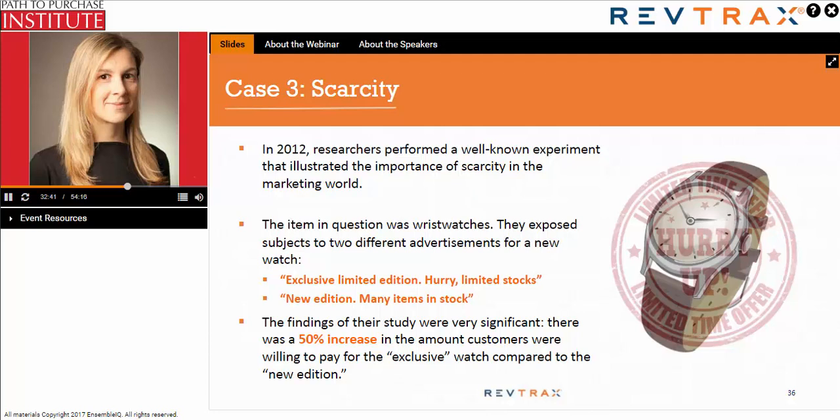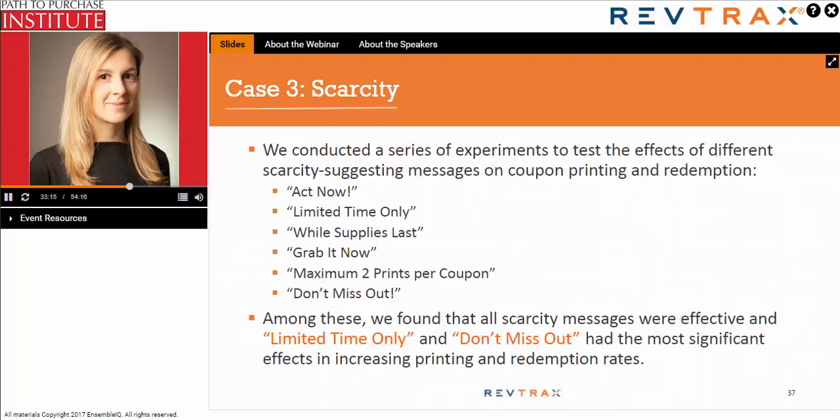So one group saw an ad that said exclusive limited edition, hurry, limited stocks, and the other ad said new edition, many items in stock. And the findings of the study were very significant: there was a 50% increase in the amount consumers were willing to pay for the exclusive watch compared to the new edition. And again, in traditional economics, this is completely irrational. In behavioral economics, we are acting on social cues that are embedded in these ads.